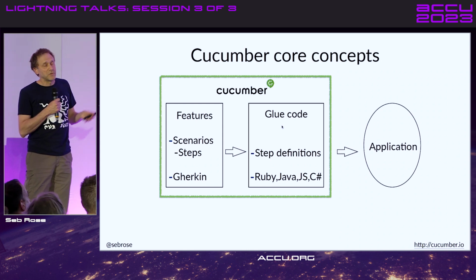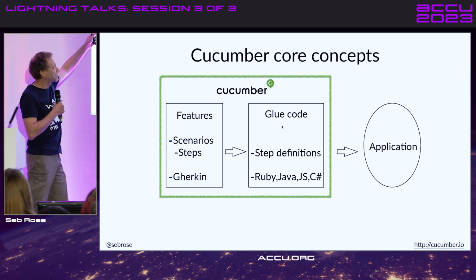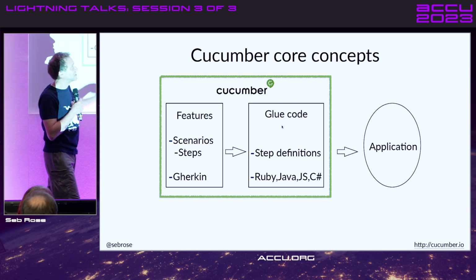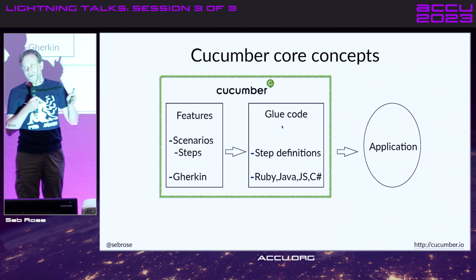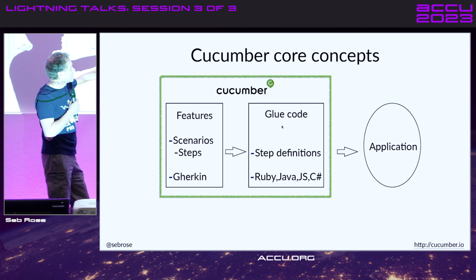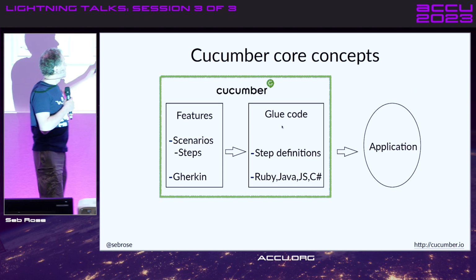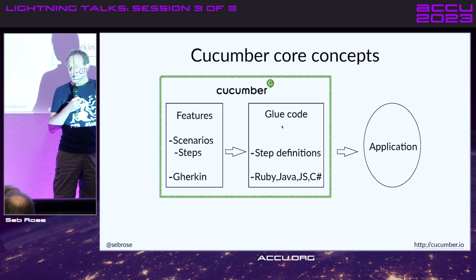This is what the Cucumber core concepts are. We've got features. So feature files is where we write the business readable specification. Cucumber reads this business readable specification. Based on what it sees there, it calls through to your automation code, which is sometimes called glue code, and then that glue code calls out to your application and checks that it behaves in the way that it's expected to behave.